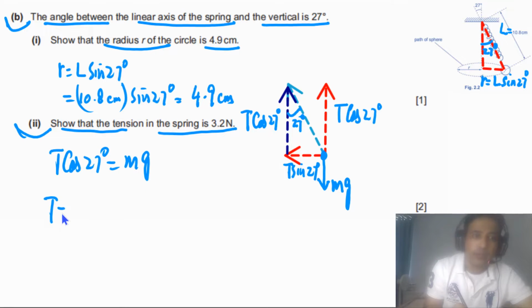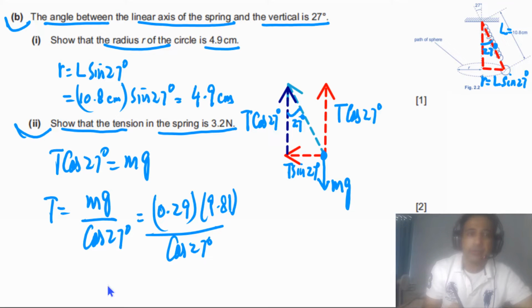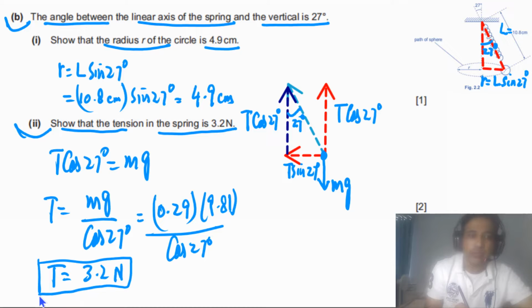So from here we can write down T has to be equal to mg divided by cosine of 27 degrees. Here we have m equal to 0.29 kilograms and the value of g is 9.81, divided by cosine of 27 degrees. If we solve this, we'll get T equal to 3.2 newtons up to 2 SF. So this is how you need to answer this question. This question has 2 marks. The first mark you will get if you have written this equation. You will get 1 C mark even if your answer is wrong. But if you got the right answer, you will get 2 marks.